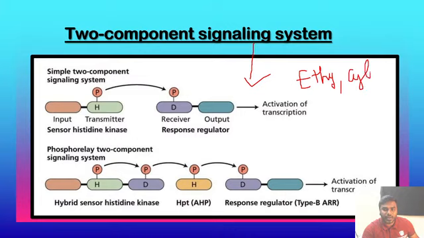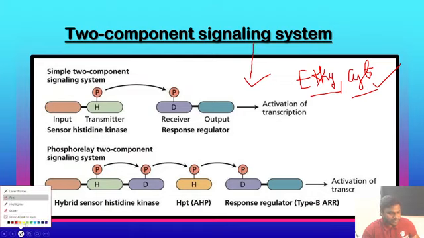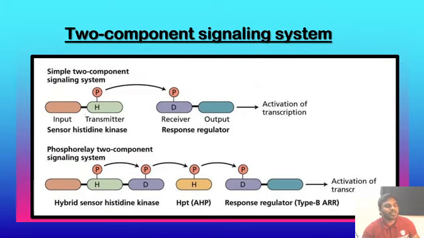ethylene and cytokinin. But if they have asked only one hormone, and they have given 4 hormones and asked which of the following hormones majorly uses the 2-component signaling system, and they have given both ethylene and cytokinin, then undoubtedly I want you to choose cytokinin only. But 99.999%, if they give cytokinin, they won't give ethylene. If they give ethylene, they won't give cytokinin. Don't worry about that.